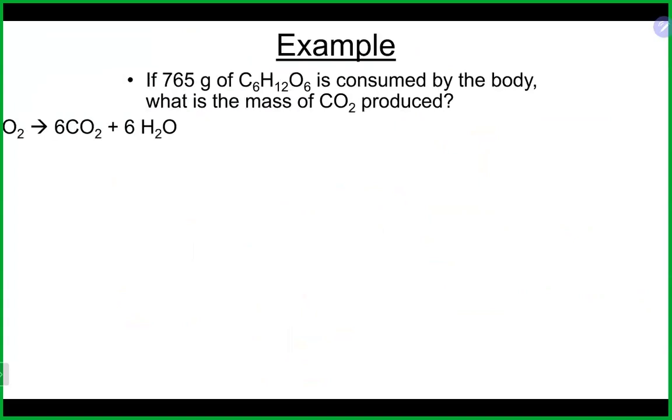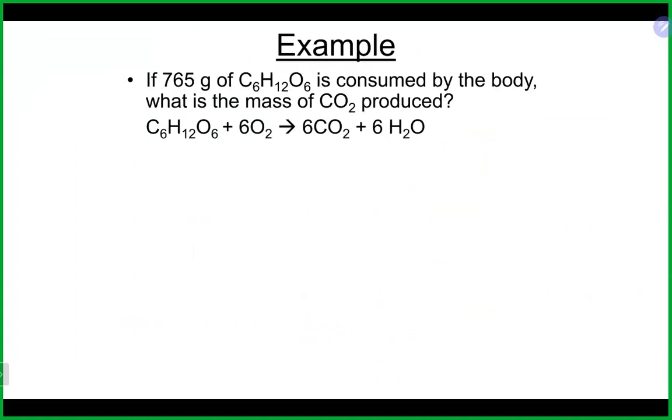So why don't you give this a go? We have this equation here, and we are reacting 765 grams of C6H12O6, and we want to know how many grams of CO2 will be produced in this case. Let me give you some info that might be helpful. Carbon is 12.01. Hydrogen is 1.008. And oxygen is 16.